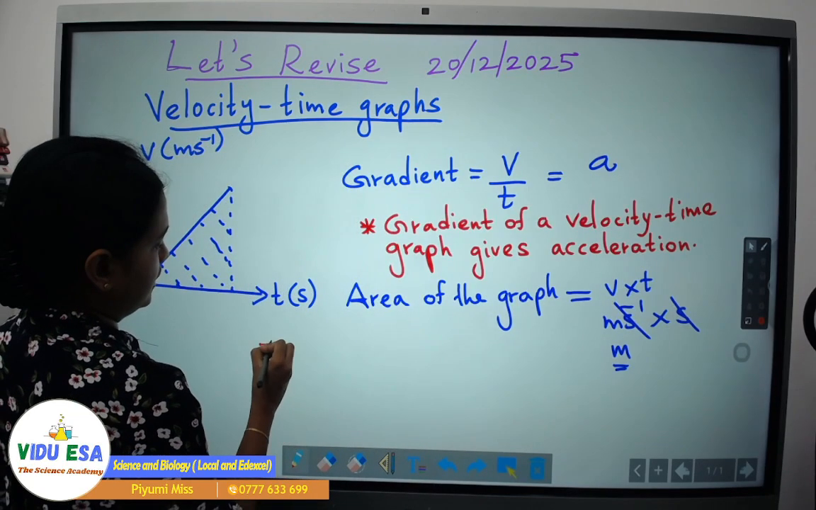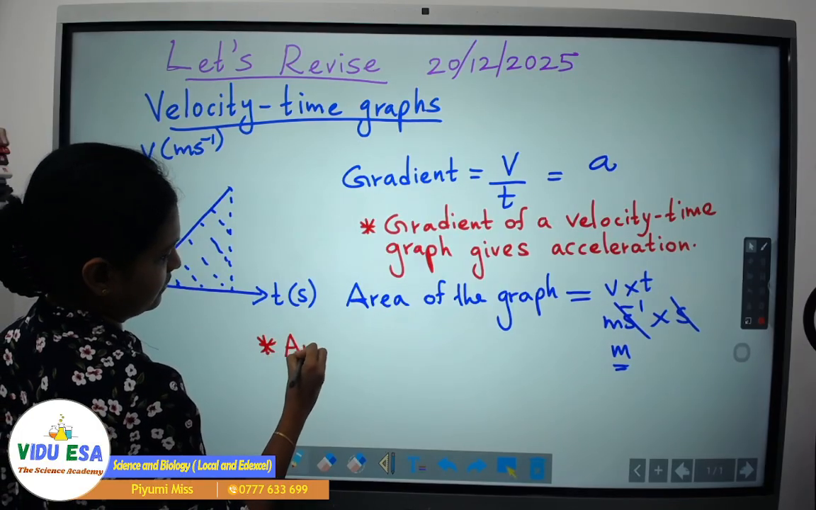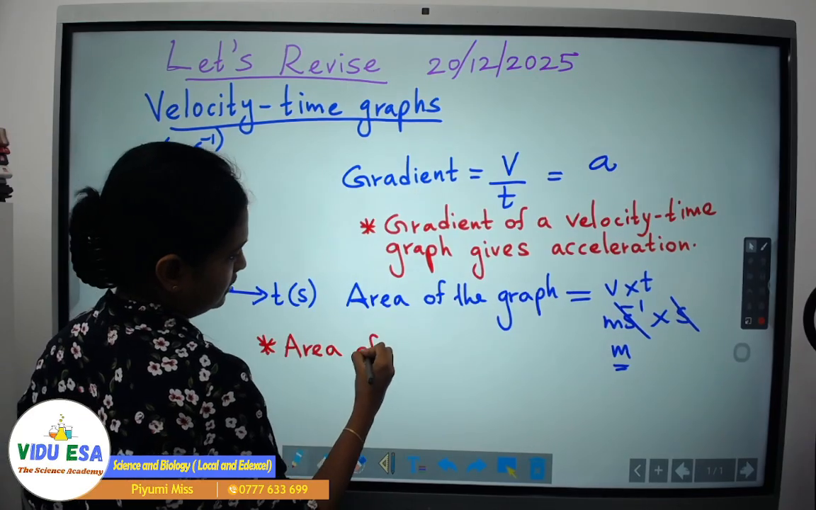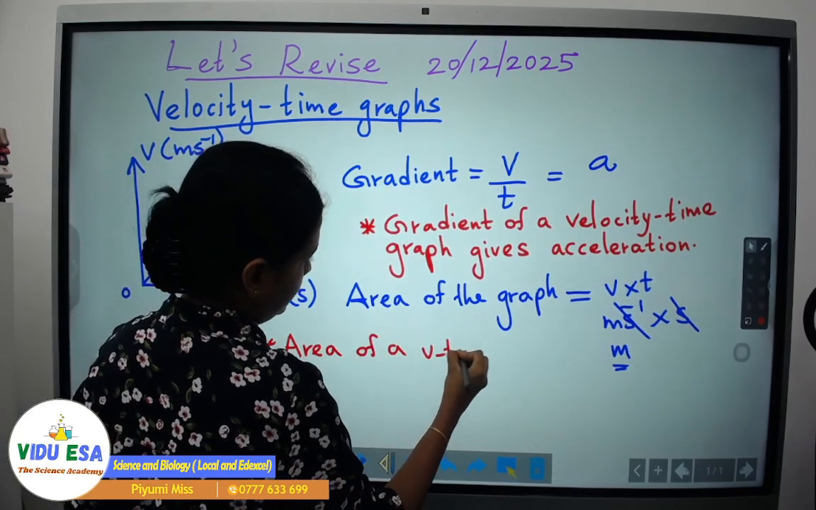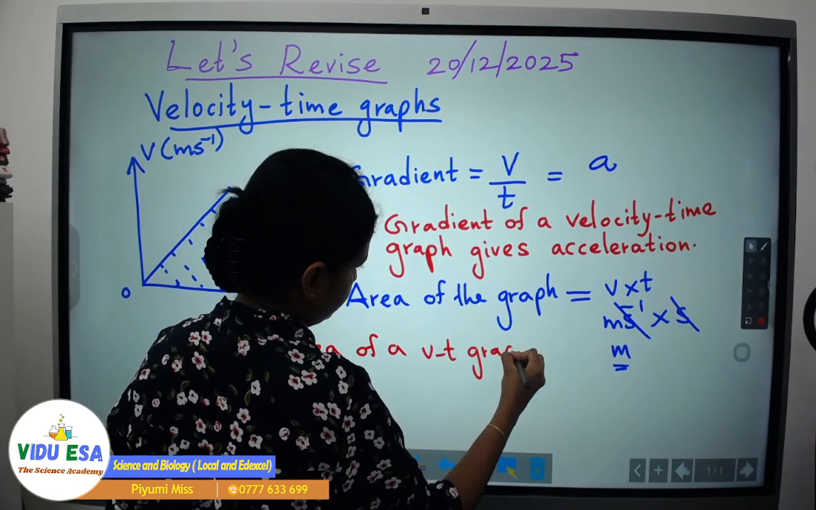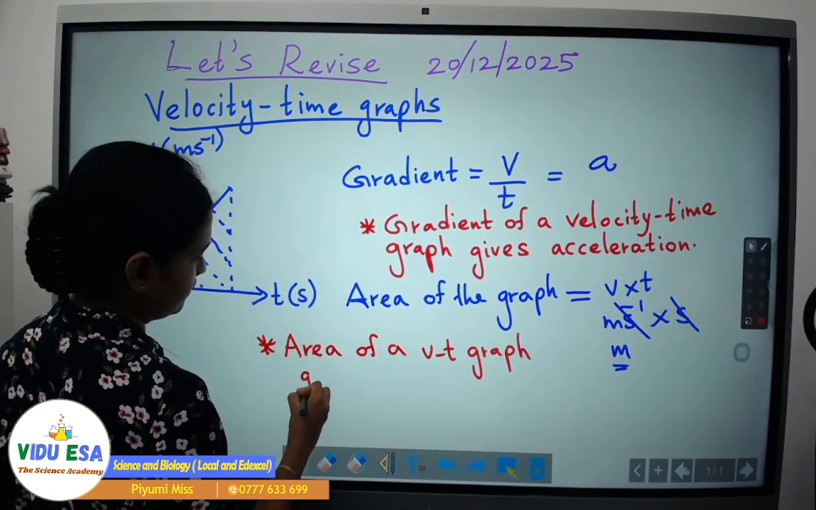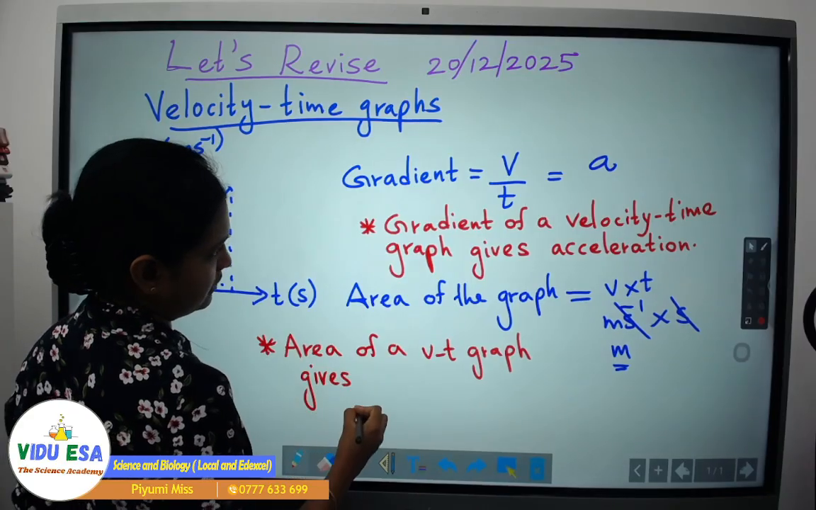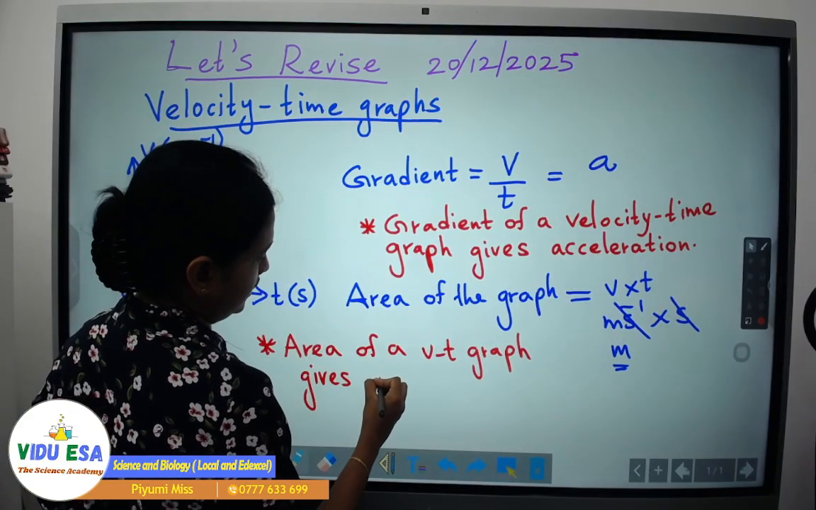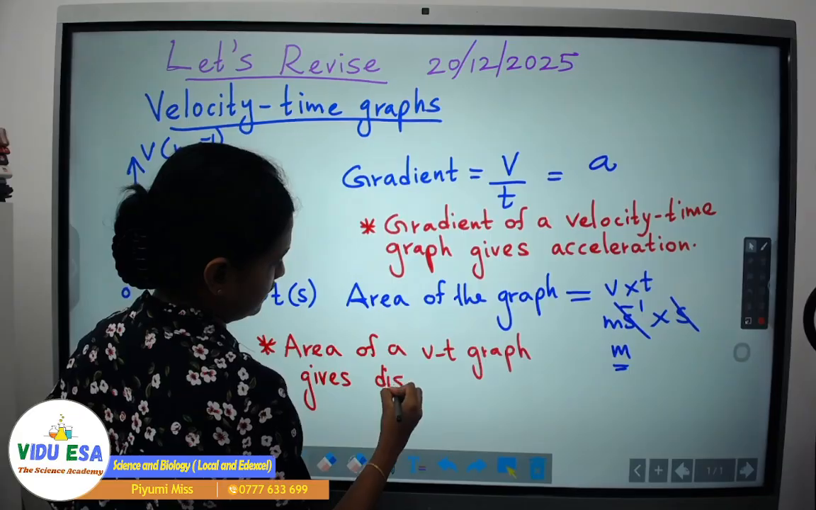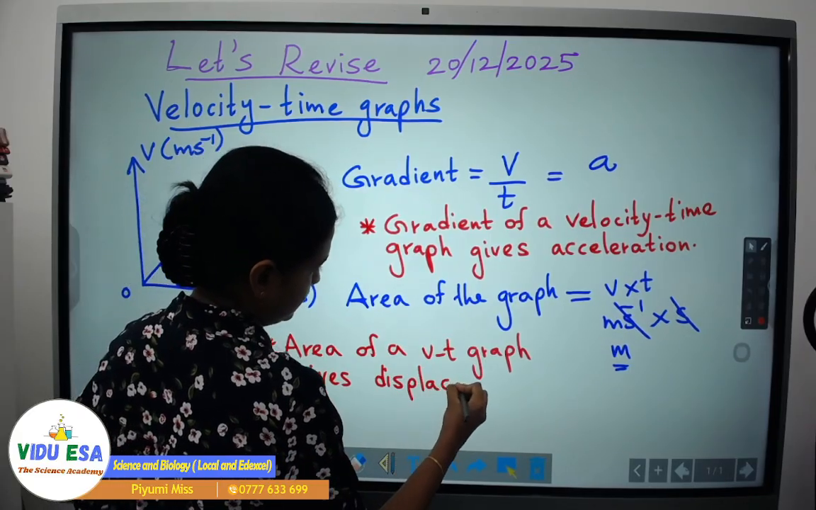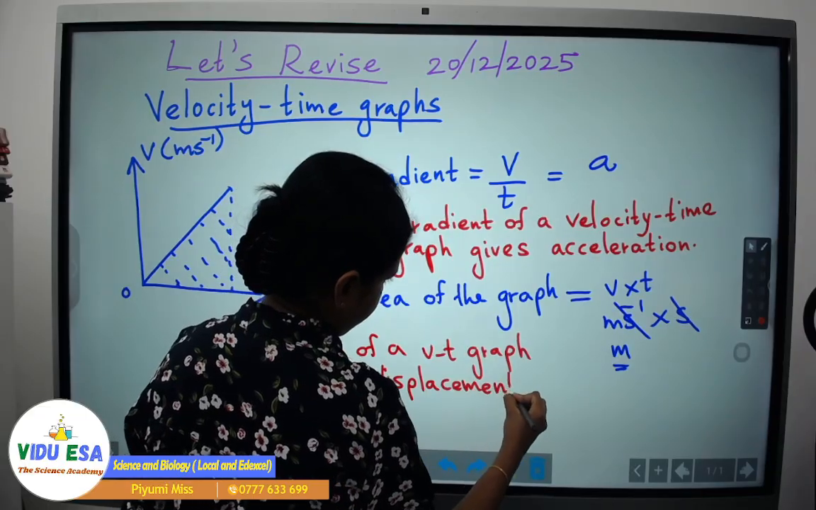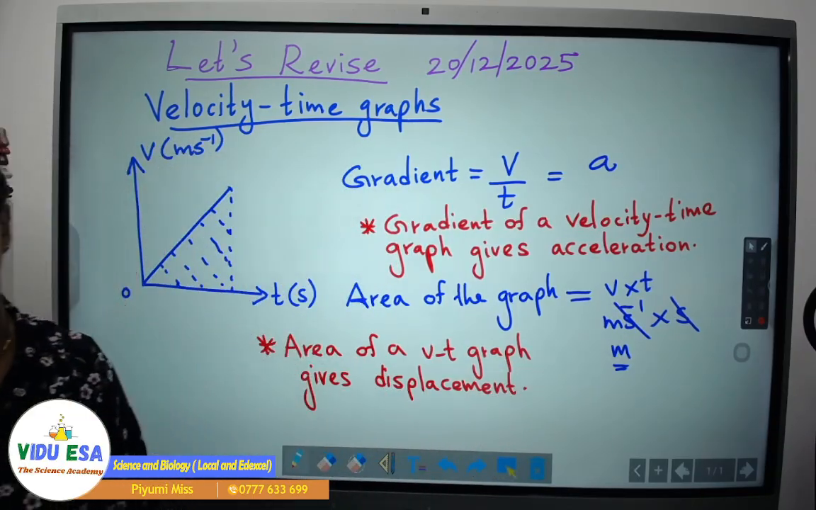The area of a velocity time graph gives the displacement. Displacement. Sorry. We can take down this.